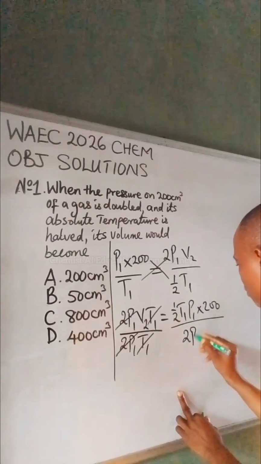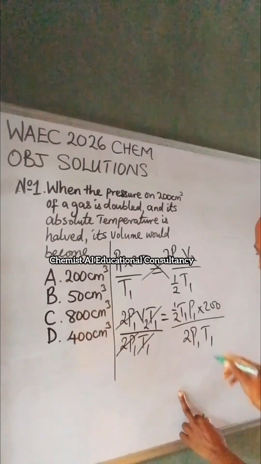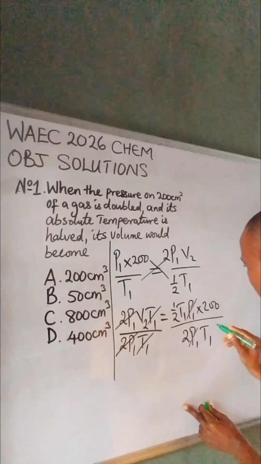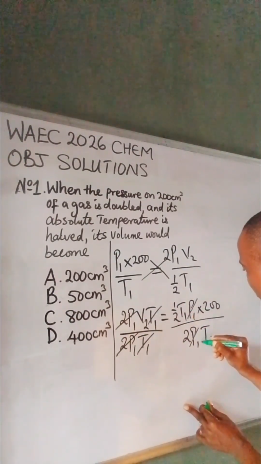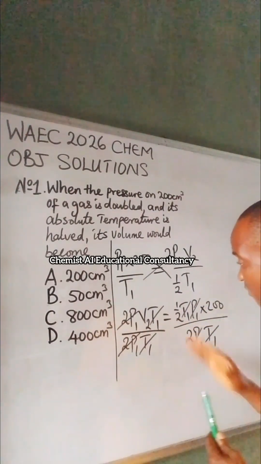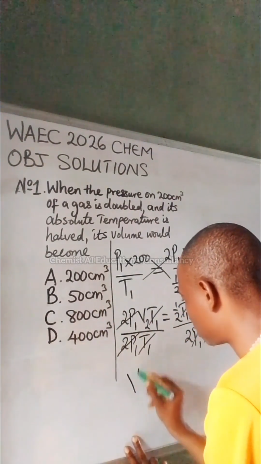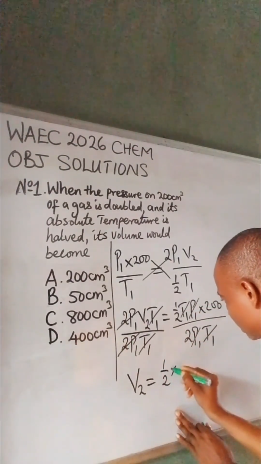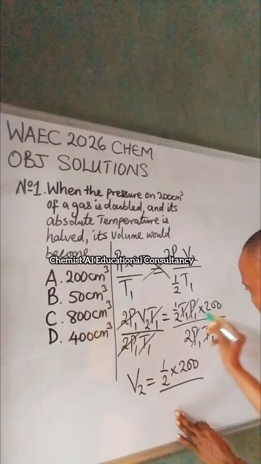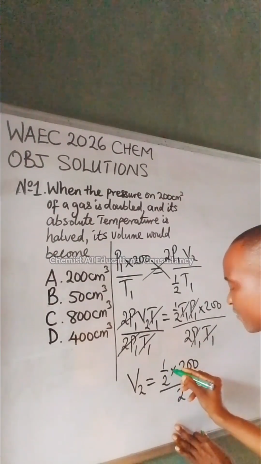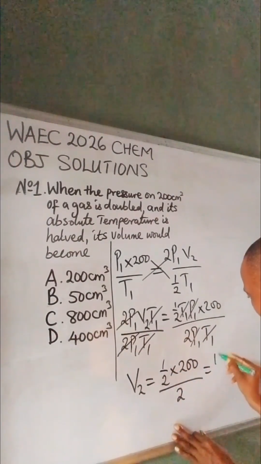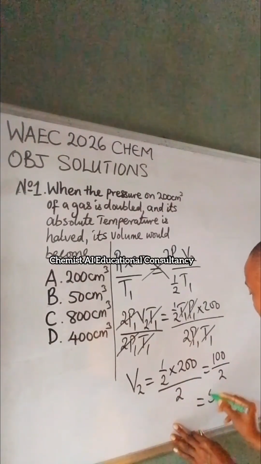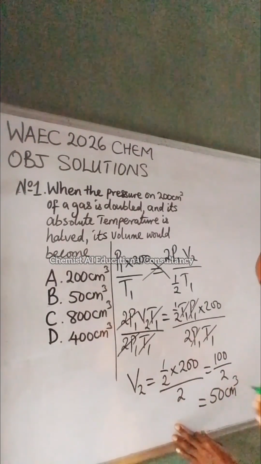Divide by 2P1 T1. P1 is up here, P1 is down here, you cancel two of them. T1 is down here, T1 is up there, you cancel two of them. And you ask yourself, what is remaining here? We have V2 equals half times 200 divided by 2. Half times 200 is 100, that is half of 200 divided by 2, and you are going to get 50 cm³.